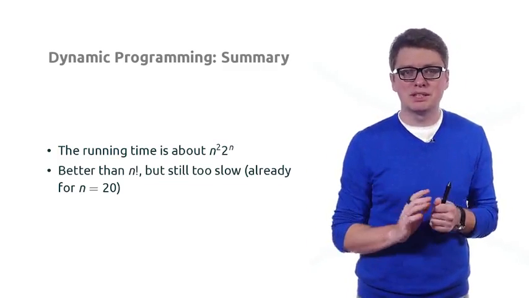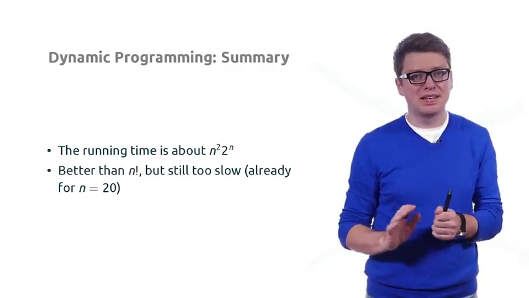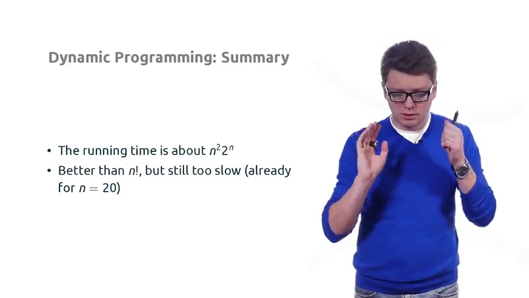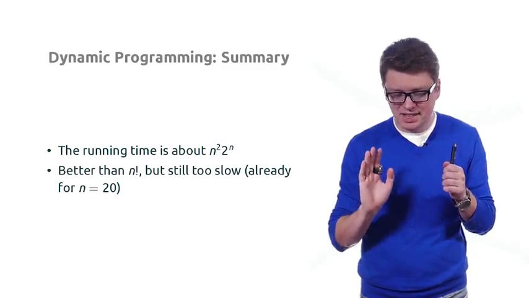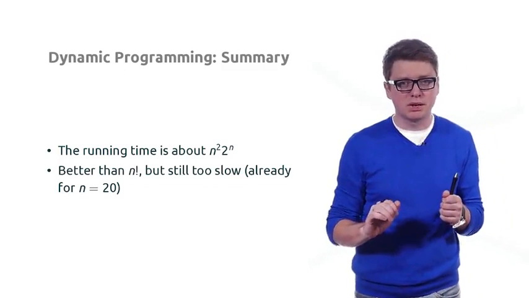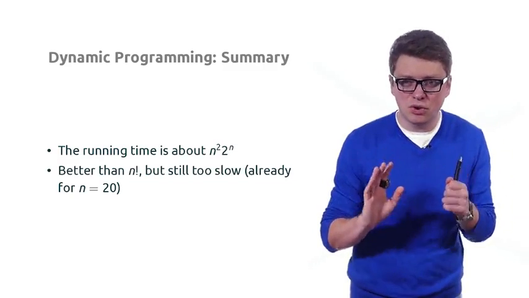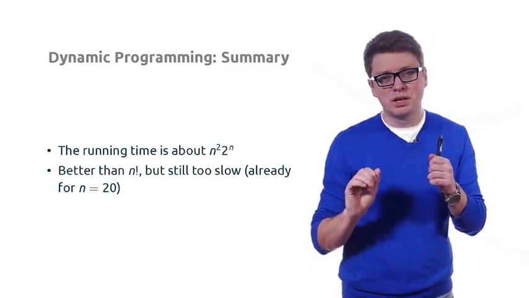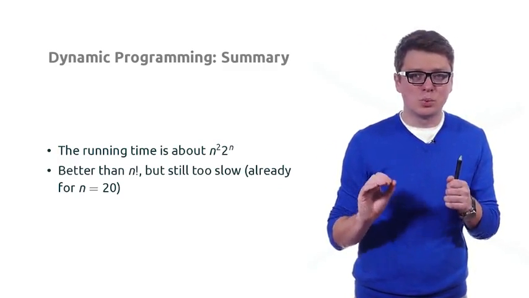So sometimes this approach is better than branch and bound, but sometimes branch and bound is better than dynamic programming. So 2 to the n, and this approach is definitely faster than going through all possible permutations, because going through all possible permutations is n factorial. But still, unfortunately, this approach is too slow already for n equal to 20.